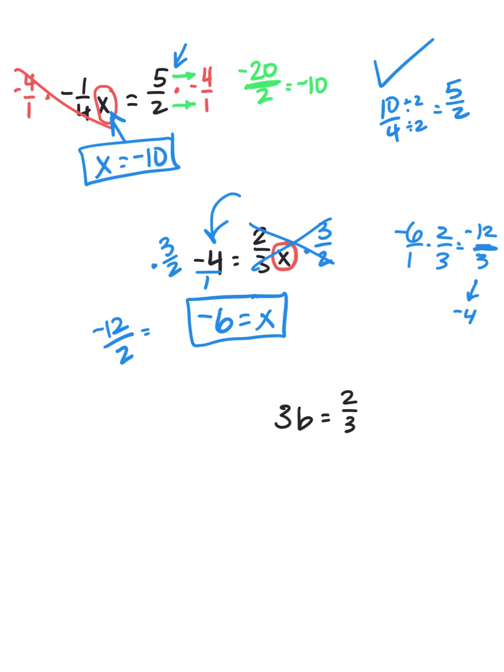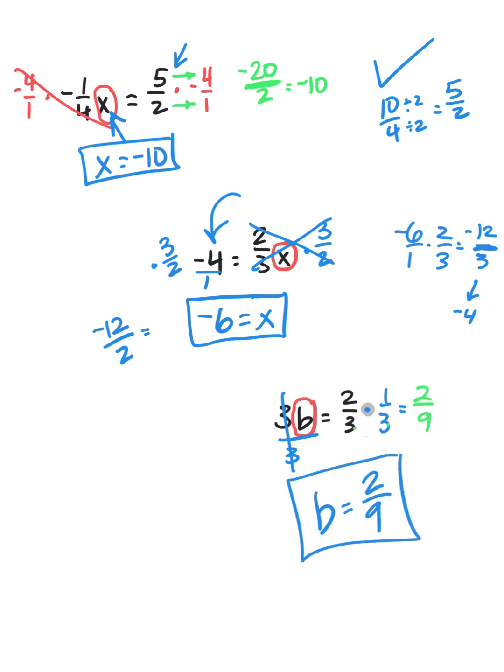Okay. The last one. 3 is being multiplied by b. Here's your variable. This is what we want to get by itself. It's being multiplied by 3. The inverse is dividing by 3. But because we have a fraction, we're going to have to, who knows it? I know you know it. Multiply by the reciprocal. So we're dividing by 3. The reciprocal of 3 is 1/3. So those cancel out. There's your variable. Multiply across. 2 times 1 is 2. 3 times 3 is 9. So b is equal to 2/9.